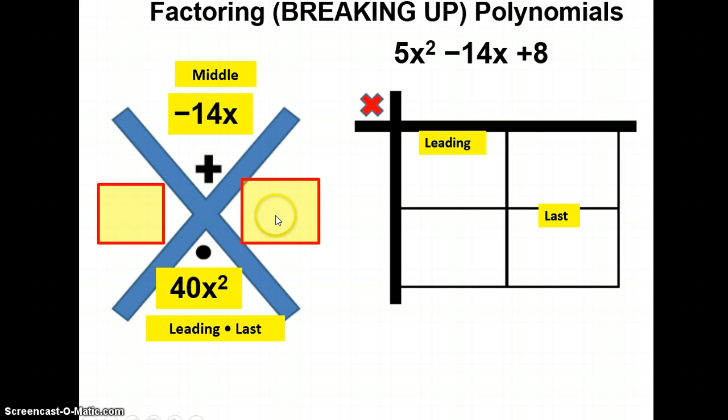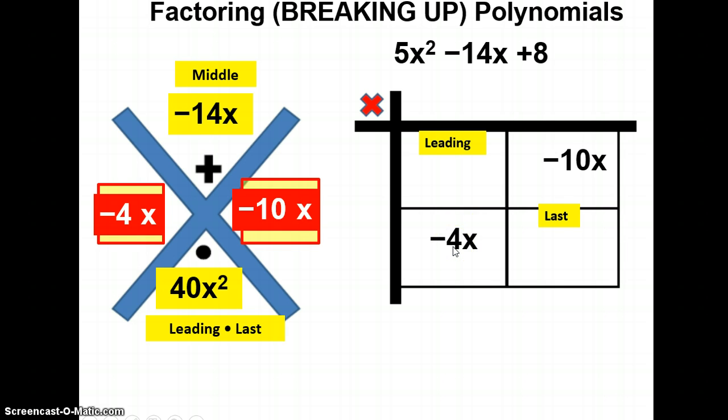me a negative 14. You have to list out your multiples again for 40. You should know this one by now. Negative 4 and negative 10. Negative 4 times negative 10 is 40. Negative 4 and negative 10 add up to get you negative 14. All right. It doesn't matter where you put them. But we're going to put our leading term here, our last term there.